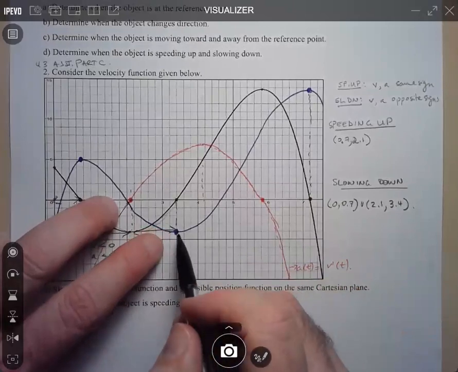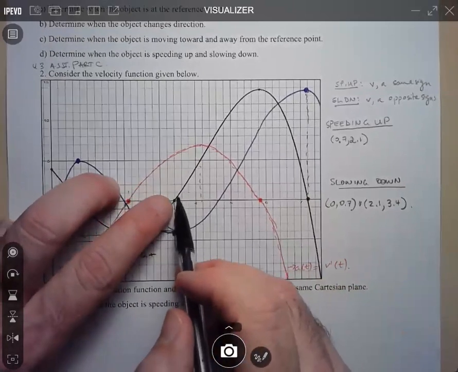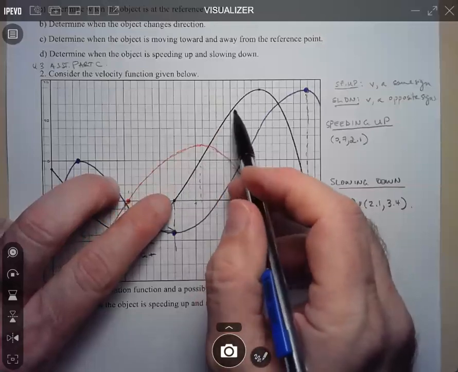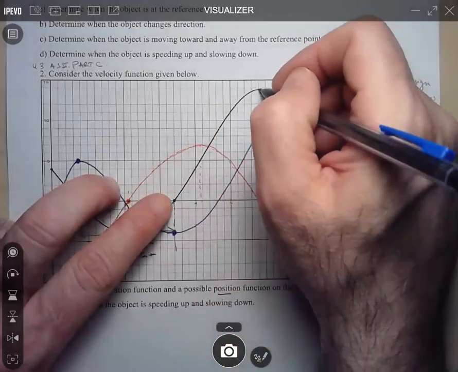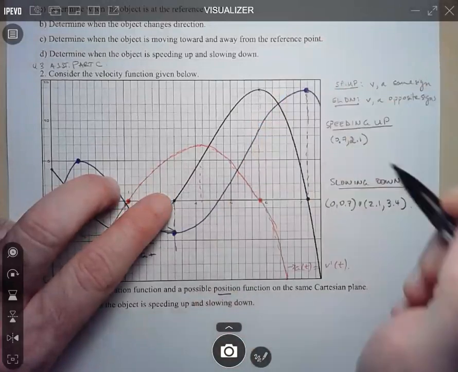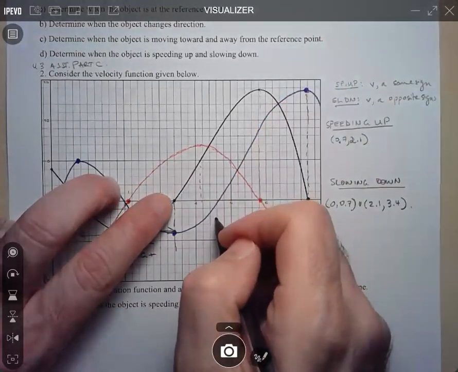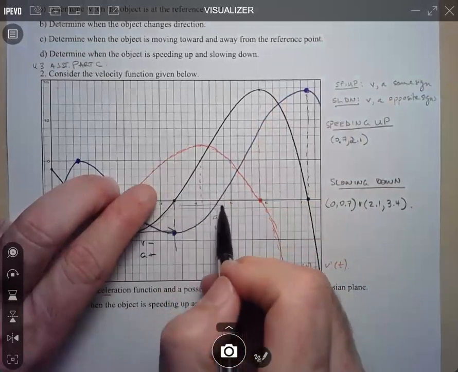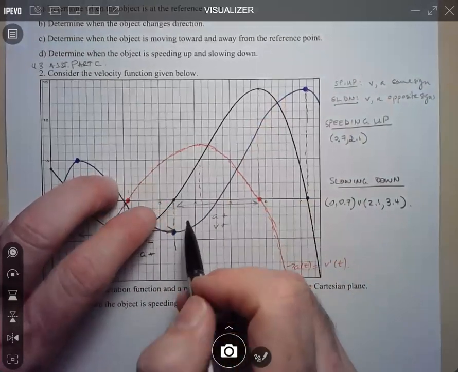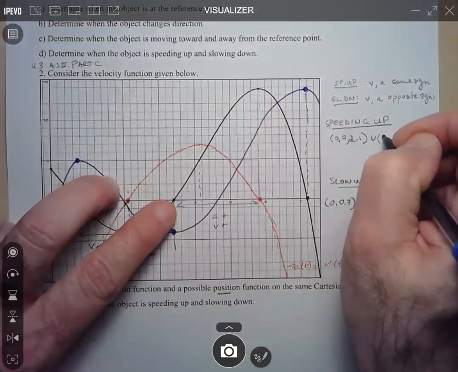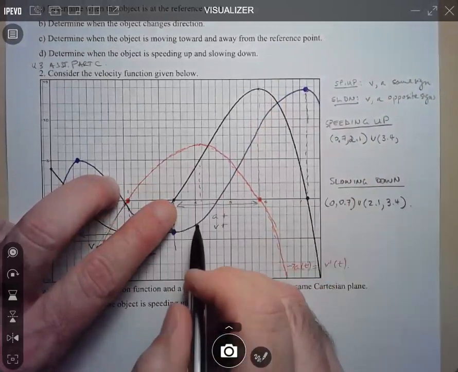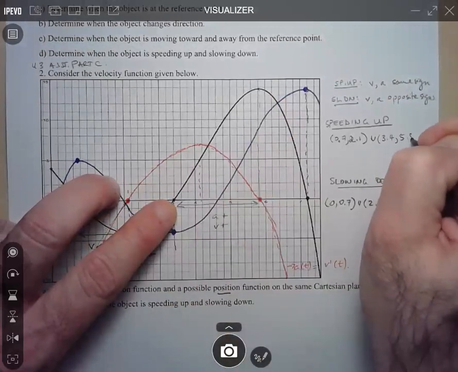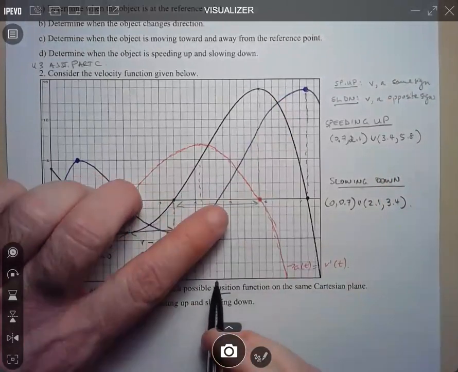Okay, so now here I see that the velocity is now positive and the acceleration is still positive. So it's till about here, they're both positive again. So here, acceleration positive, velocity positive. So in this section here, it's going to be speeding up. So from about 3.4 to about, looks like this is 5.8. It's going to be speeding up.